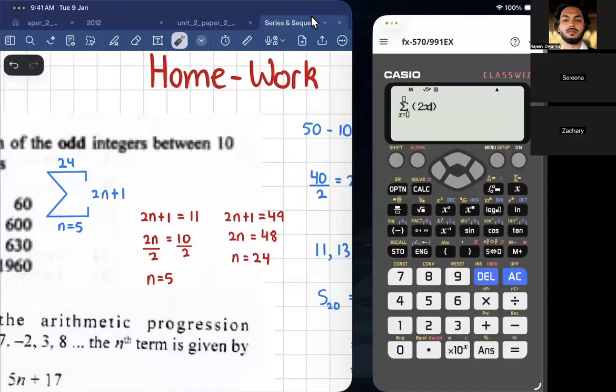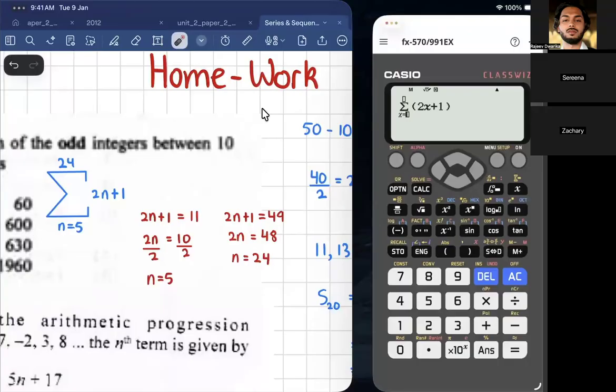So instead of using n, we are going to use x. Inside the brackets, you're going to put 2, then press alpha, close bracket. So you have 2x in your calculator. Then you're going to press plus 1. Next, you're going to press the arrow to the right, and that should take you to the lower limit of summation.